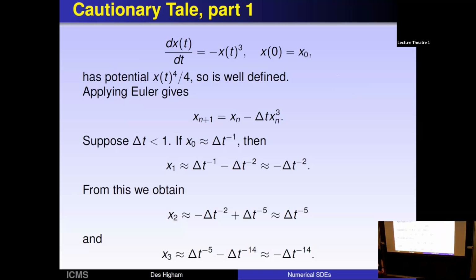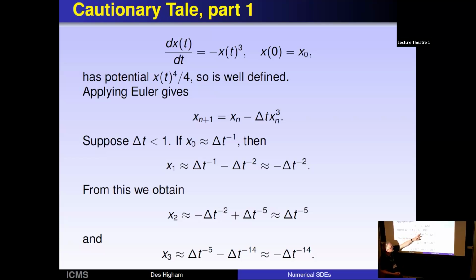That will converge if you choose delta t small enough with a fixed initial condition. But let's think of it slightly differently. Suppose delta t is less than 1, and suppose the initial condition scales like delta t inverse. So someone's given you a delta t, but then they've given you an initial condition that's roughly proportional to 1 over delta t. So this is what Euler does on the first step.